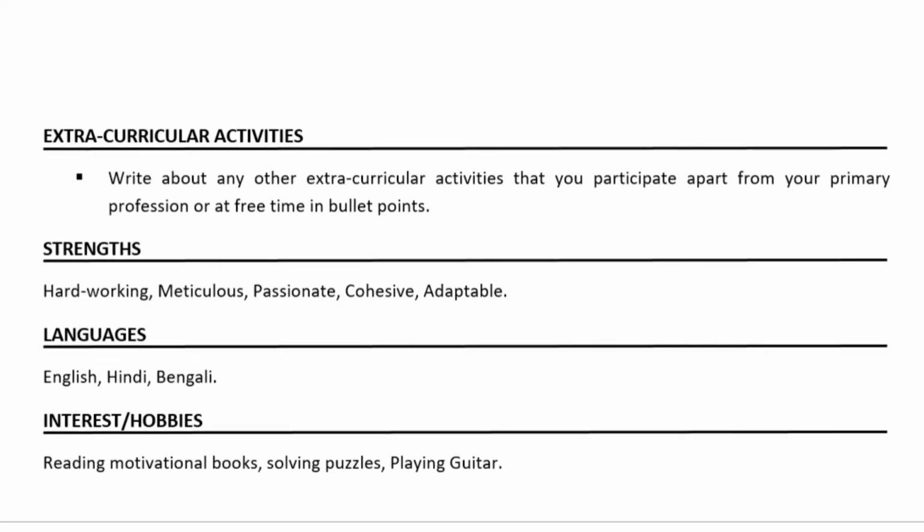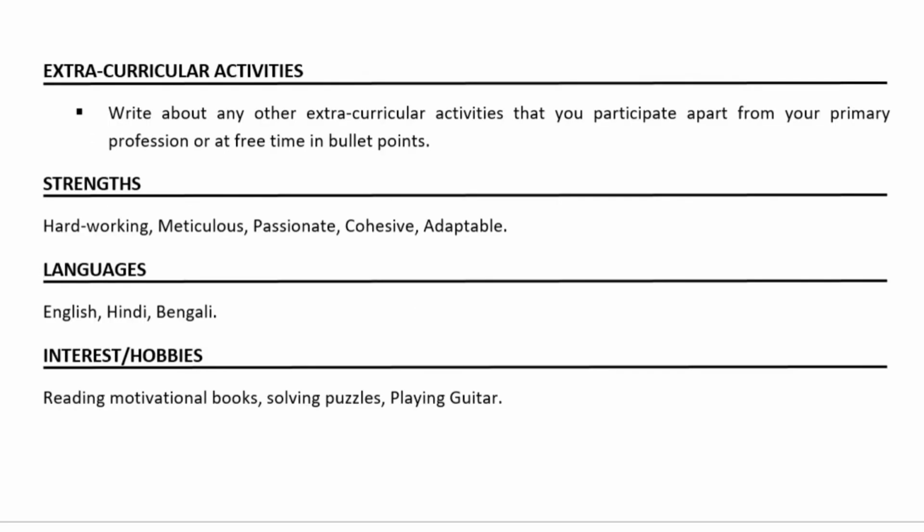Coming to the languages, suppose English, Hindi, Bengali, Marathi, or any other regional languages, you can list them. And sometimes you can also add the proficiency level, how proficient you are in English or Hindi or Bengali. You can also include that. It is completely optional, but if you want to include it, you can.